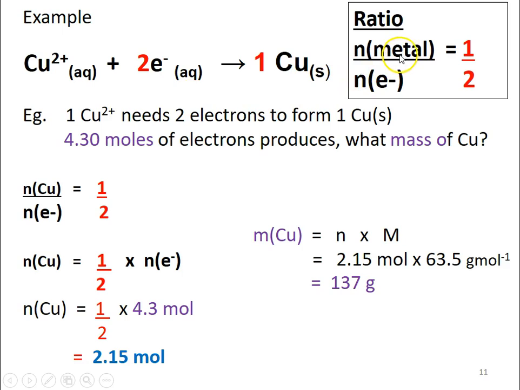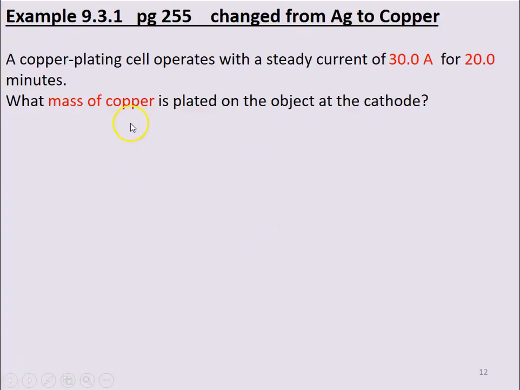So if you wanted to know how much metal you would deposit, you need to relate it to the number of moles of electrons that you've just worked out. So it's a half, 1 to 2. So if we had found already from our charge, coulombs, that you had 4.3 moles of electrons, what mass of copper? You'd find that you have 2.15 mole. So you're doing stoichiometry with electrons, and then you can work out the mass just using this equation. So we've quickly worked through those 5 steps.